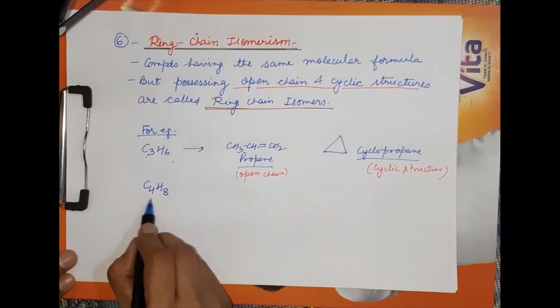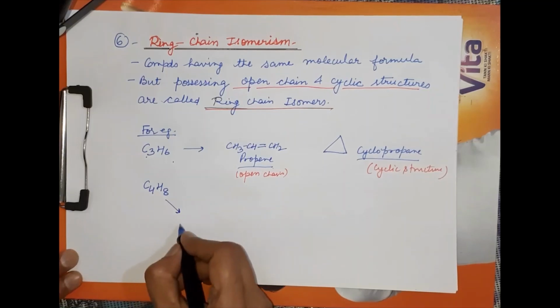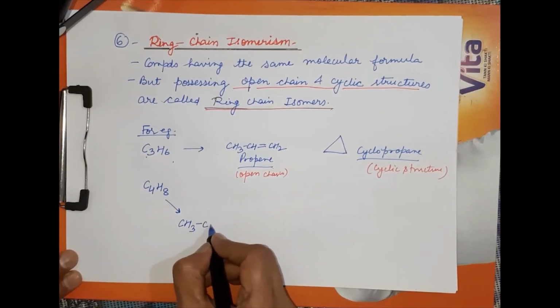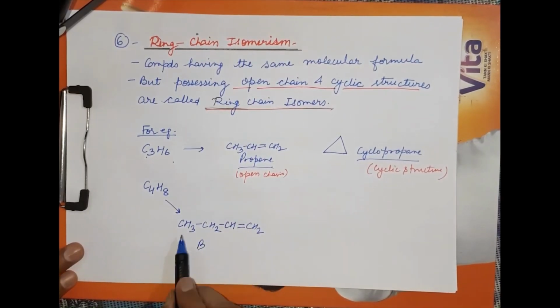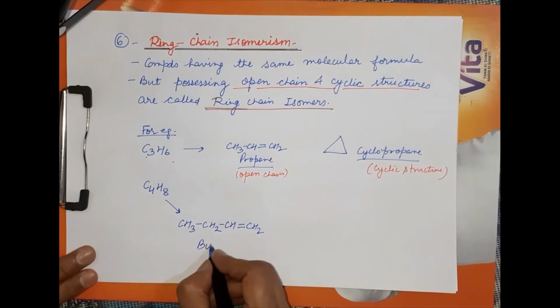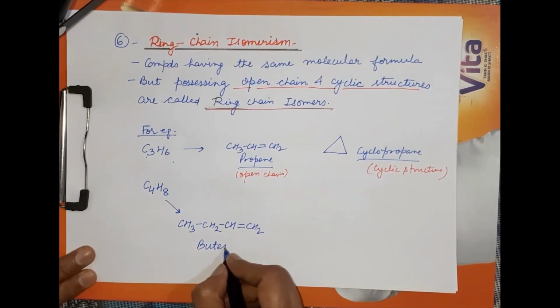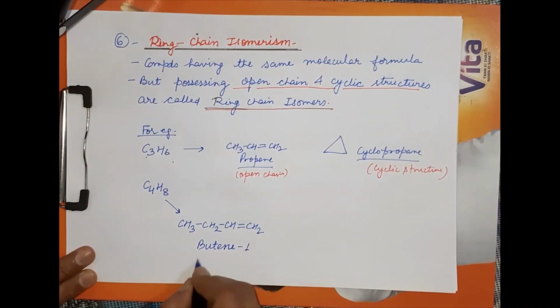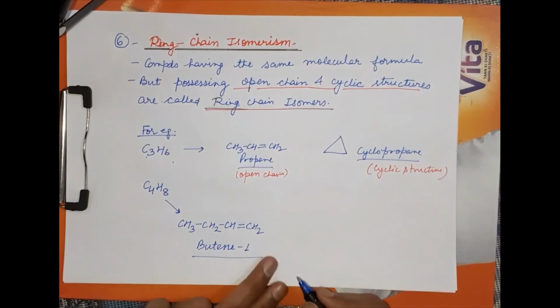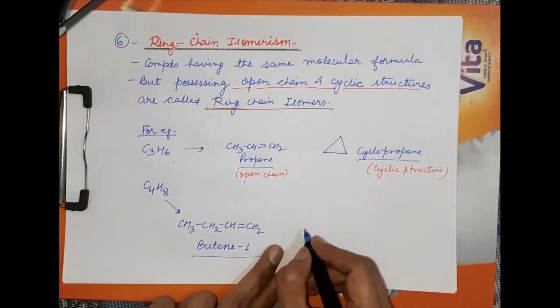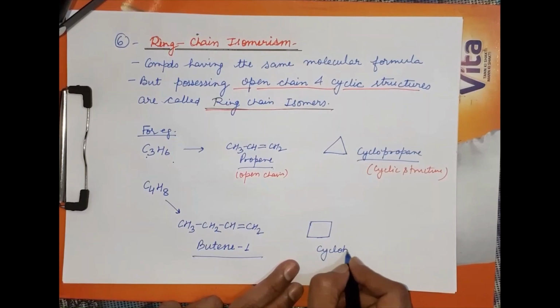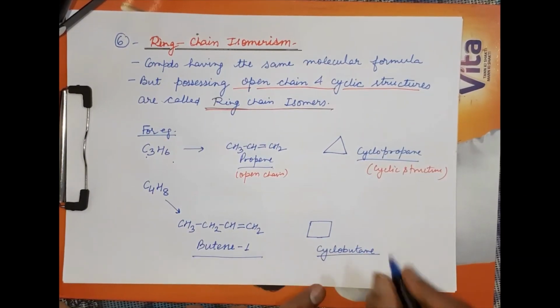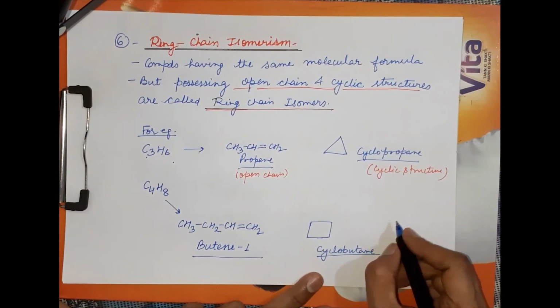One more example we can see, C4H8. In a simple way, the open chain structure we can write like this: CH3, CH2, CH double bond CH2. What is this? Here we can see C4 and H8. So this is butene, your butene-1 also you can say. Another way of writing it is like this. Simply we can write like this, and this is cyclobutane.